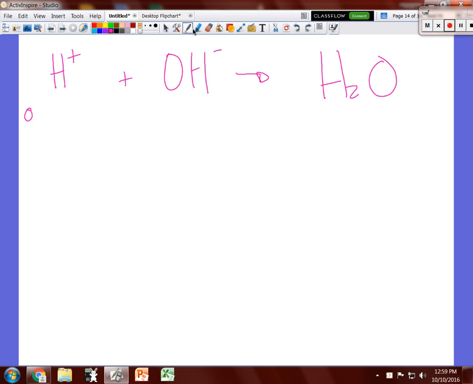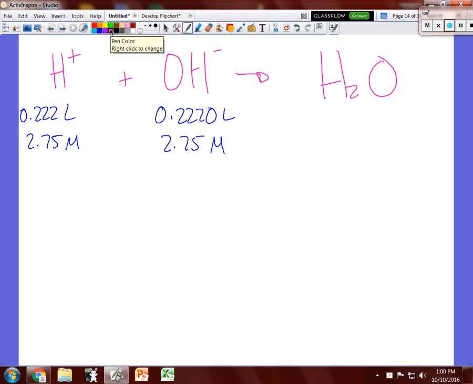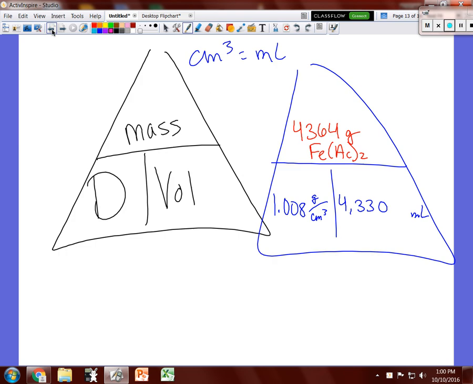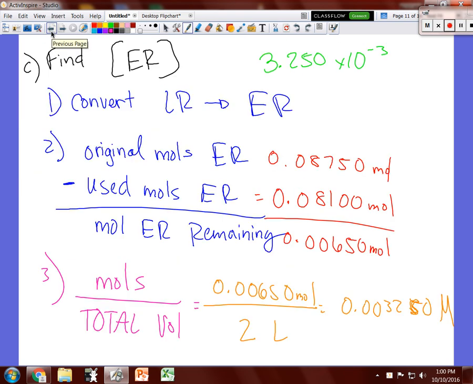Then it tells you had 0.2. Now, this should make sense. I mean, just kind of stay with me. So it's 0.222 liters. What did I do there? Very good. Then it was 0.2220 liters of the hydroxide, and it was 2.75 molar. Okay? So then it says, what is the concentration of the excess ions left in this solution? You got to find the limiting reactant. So literally what you do is you come back to this thing right here, and it's almost the exact same thing. It literally is the exact same process. Okay, well first we got to find the LR.